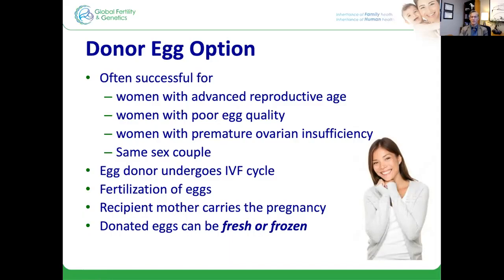Right now, we have a lot of other options with donation. There are egg banks that have frozen donor eggs, so you have the eggs already ready. You don't need to stimulate the donor again, and a lot of couples will buy frozen eggs from the egg bank.